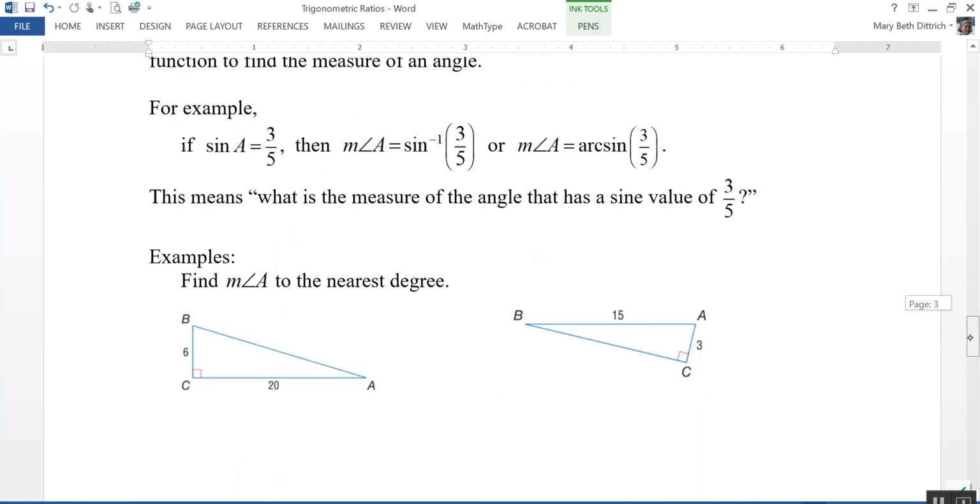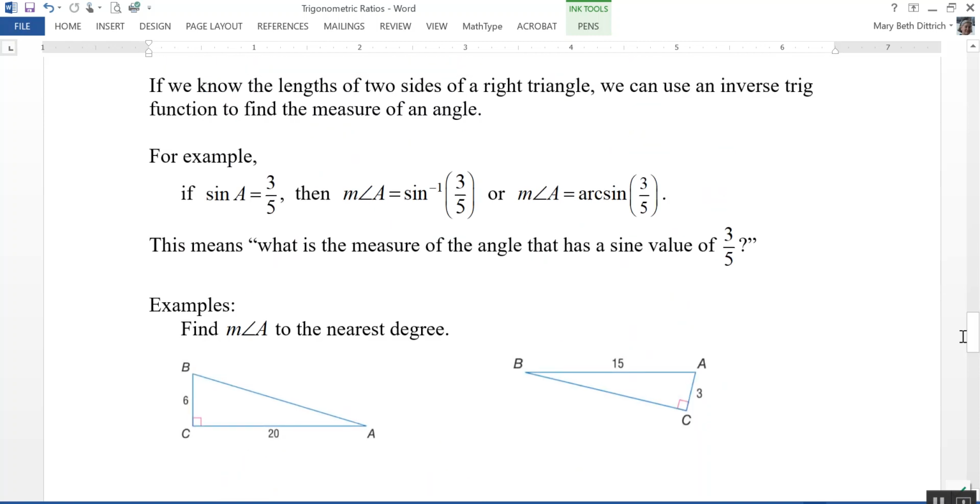So if we know the lengths of two sides of a right triangle, we can use an inverse trig function to find the measure of the angle. So suppose we're not given the measure of any angle other than the 90-degree angle, and we need to find a measure of that angle. And if we have two lengths of two sides, we can do that. So using an inverse trig function looks like this.